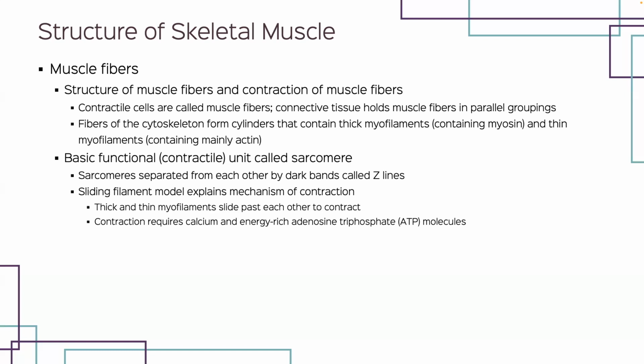When sarcomeres are in a relaxed state, the thick and thin filaments, which go parallel over each other, will somewhat overlap. The contraction of a muscle will cause the two types of myofilaments to slide towards each other, which will then shorten the sarcomere and then the entire muscle group. When the muscle is relaxed, the sarcomeres remain at their resting length, and the filaments remain at their resting position.